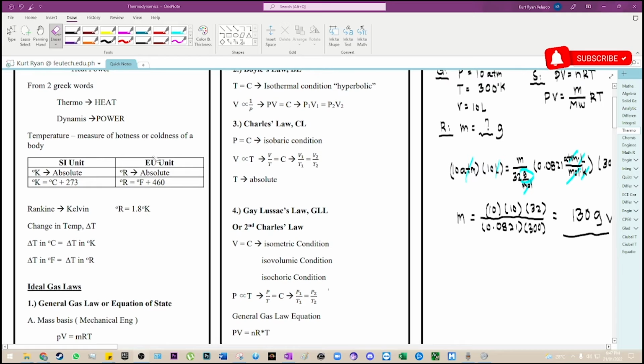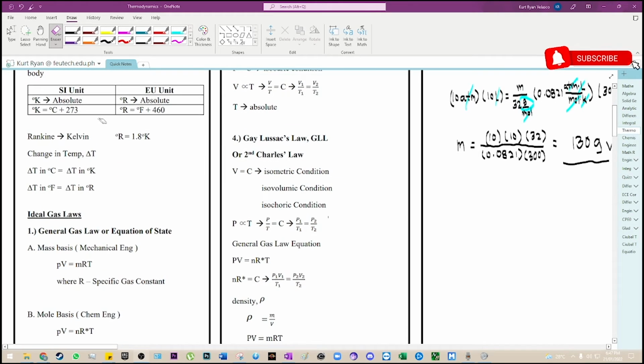So temperature, this is the measure of hotness or coldness of a body. Of course, you already know this one. So if we have here the SI unit and the EU unit. For the SI unit, the absolute temperature is in Kelvin. So for the conversion from Celsius to Kelvin, you just have to add 273. While for the EU unit, the absolute temperature should be in Rankine. And for you to be able to convert Fahrenheit to Rankine, you just have to add 460.